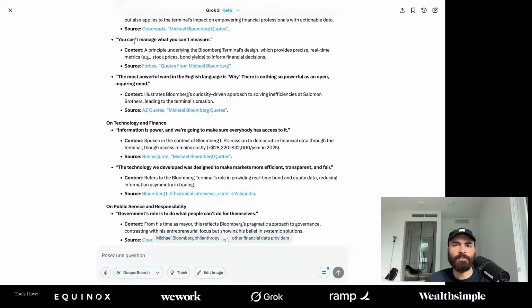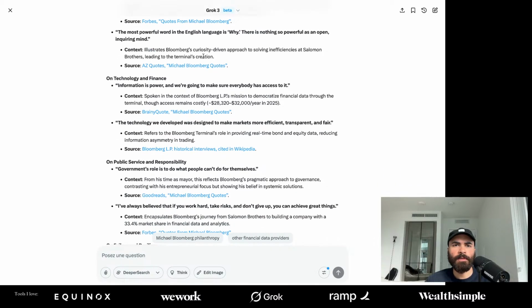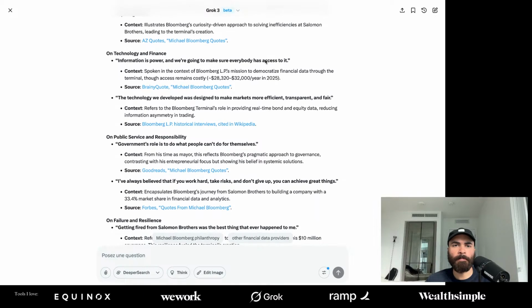You can't manage what you can't measure. A principle underlying the Bloomberg Terminal's design, which provides precise real-time metrics to inform financial decisions. The most powerful word in the English language is why. There is nothing so powerful as an open, inquiring mind. Curiosity-driven approach to solving inefficiencies at Salomon Brothers, leading to the terminal's creation.